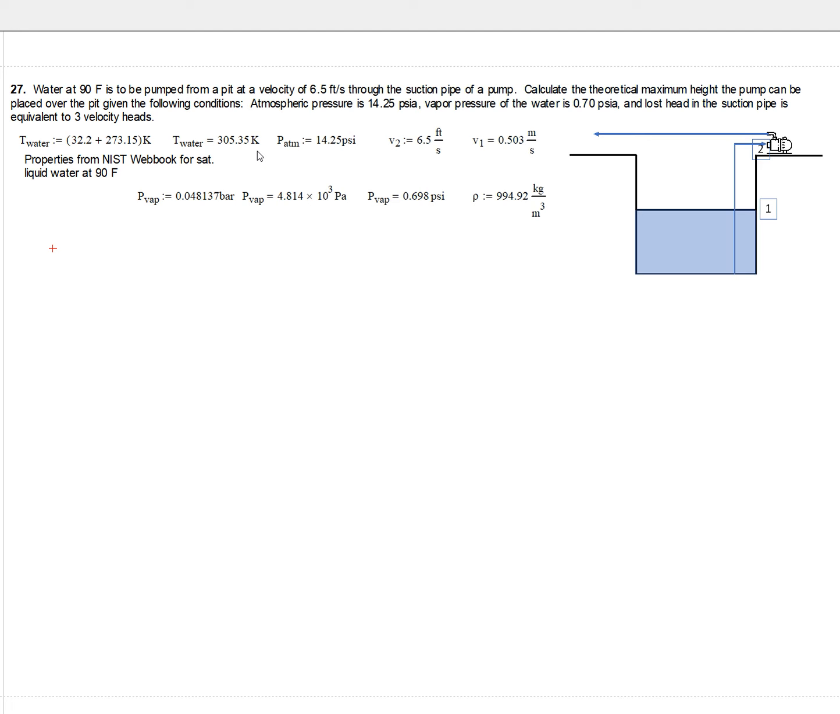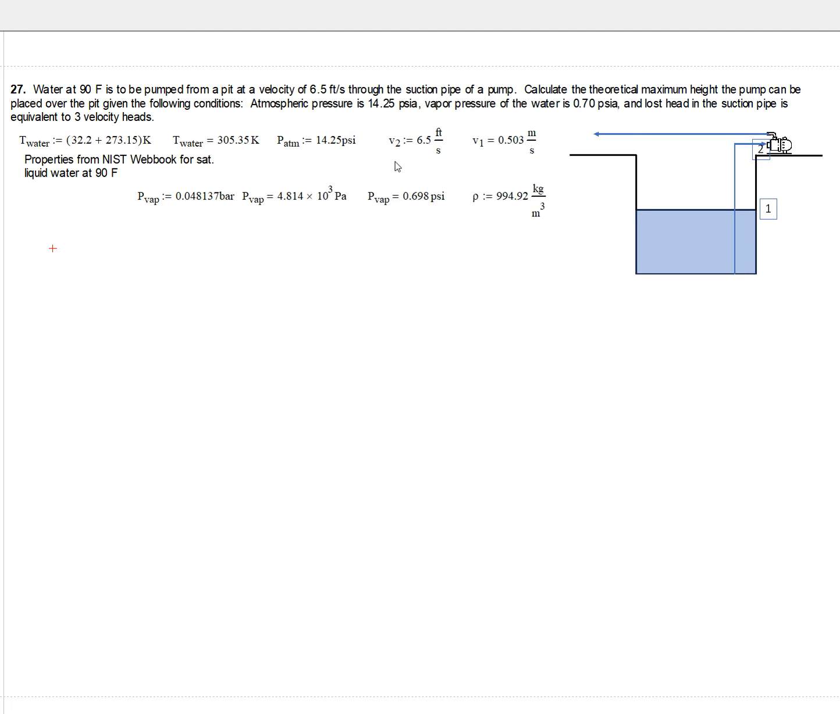So I've got some information that's given. I'm converting some of these things to SI units. So we've got the temperature of the water. We aren't going to need it, but I just have it written here. Atmospheric pressure, it's not 14.17, it's 14.25 psi. We're told the linear velocity of the water through the suction pipe, 6.5 feet per second. You look at that in meters per second. And then we're given some information.